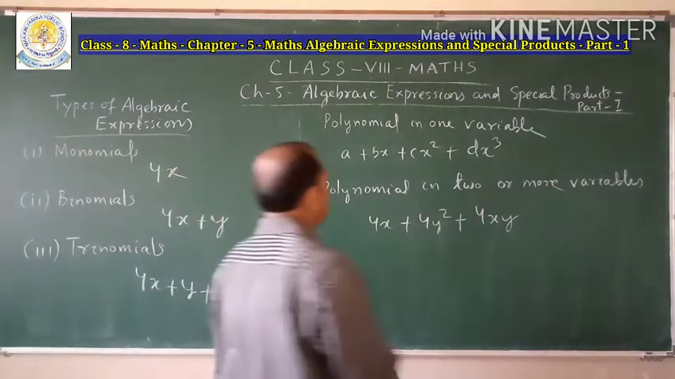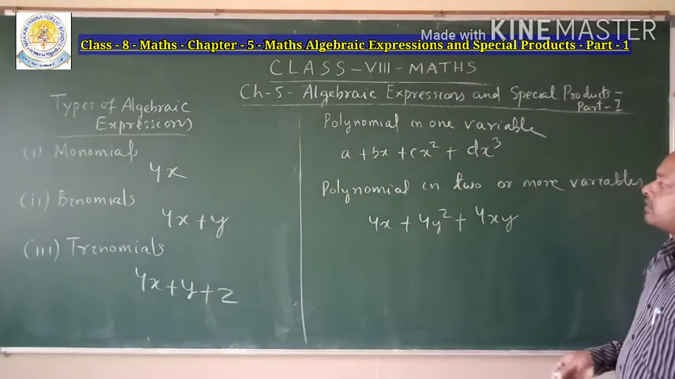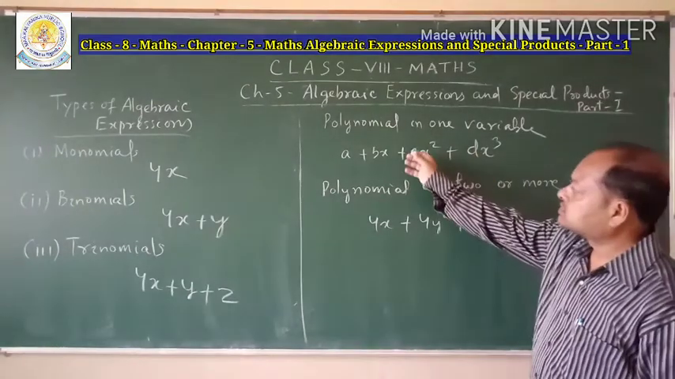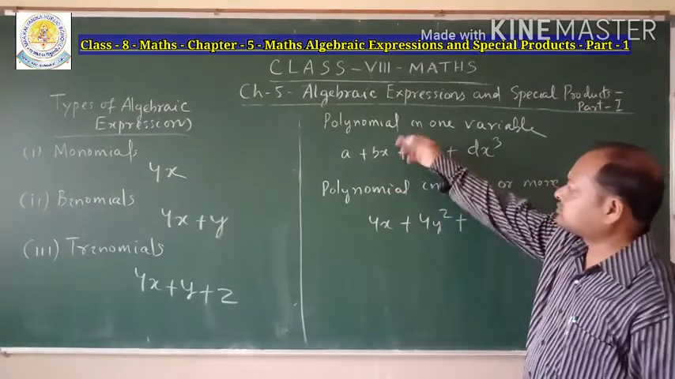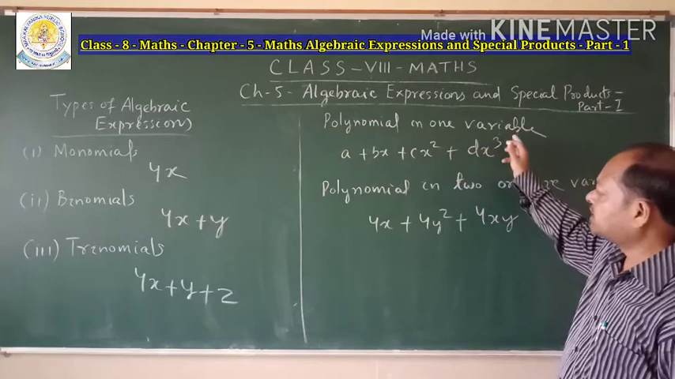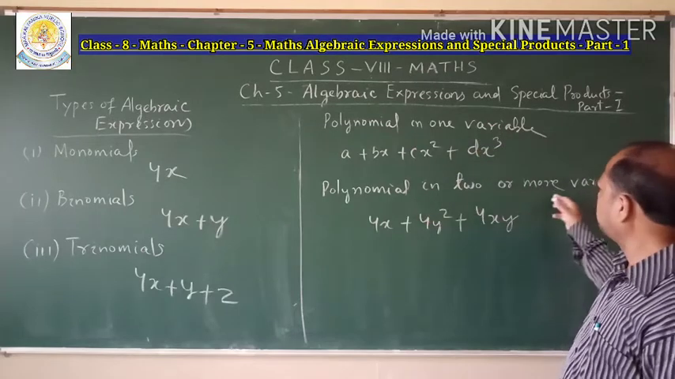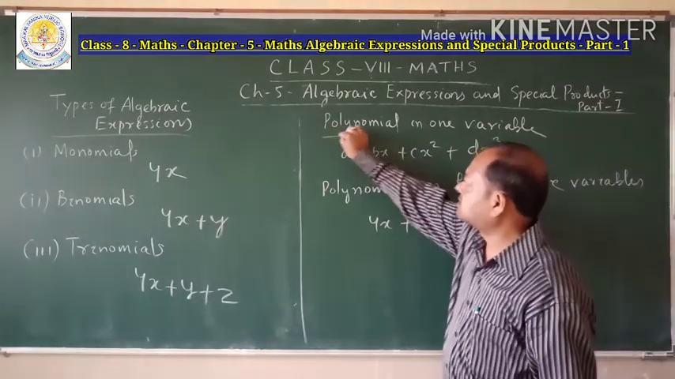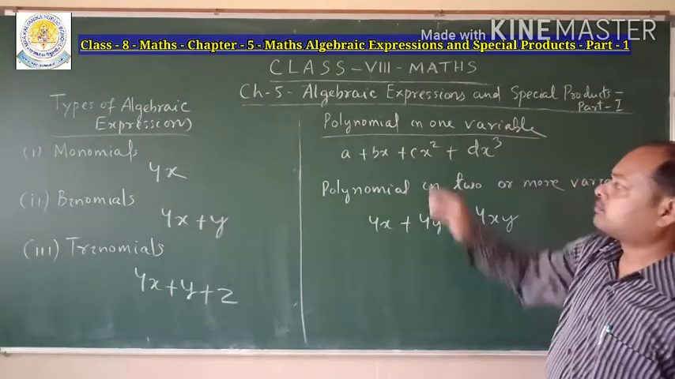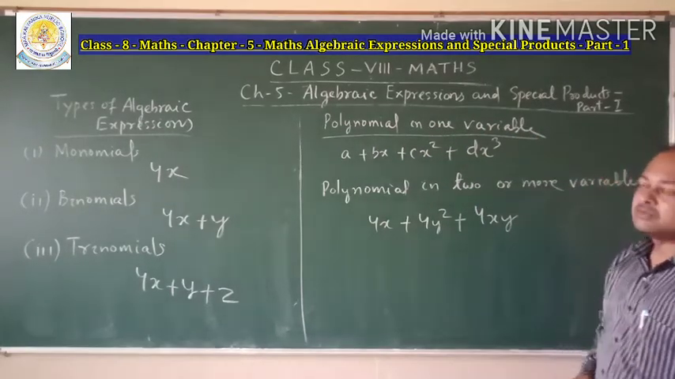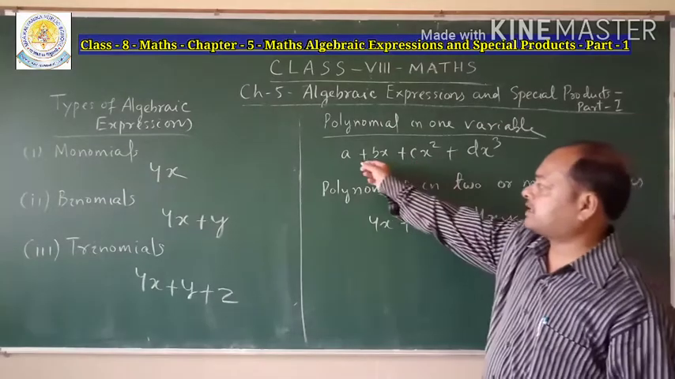Now let us discuss what is a polynomial. A polynomial means a group of terms. Here it is of 2 types: polynomial in one variable and polynomial in 2 or more variables. So let us discuss the first case, that is polynomial in one variable. You see this one example here.